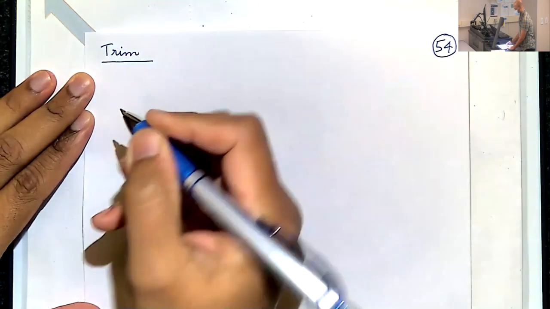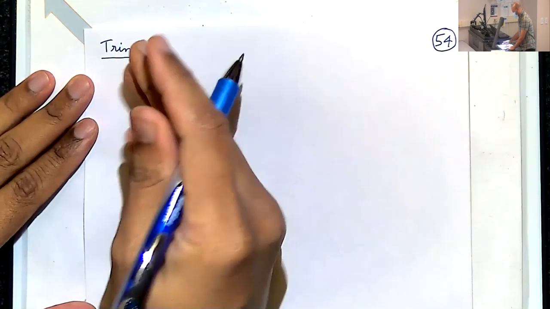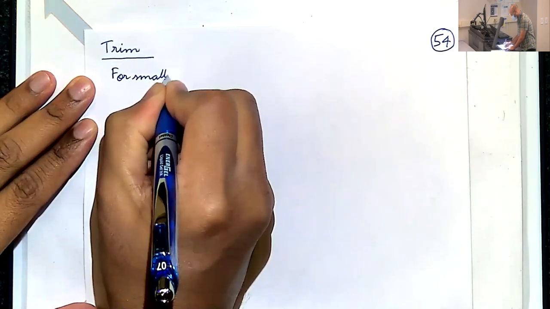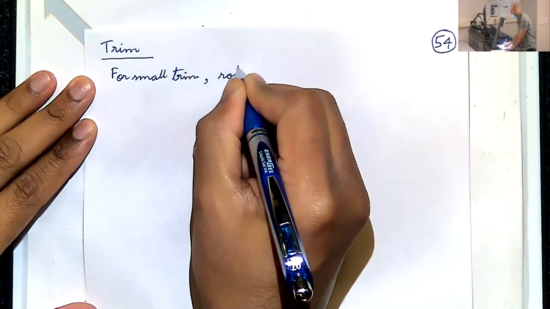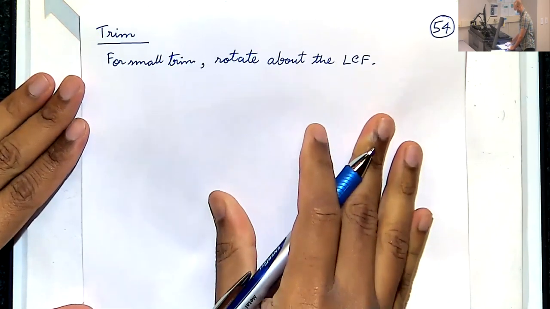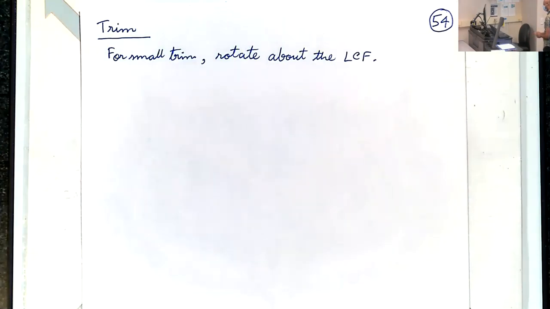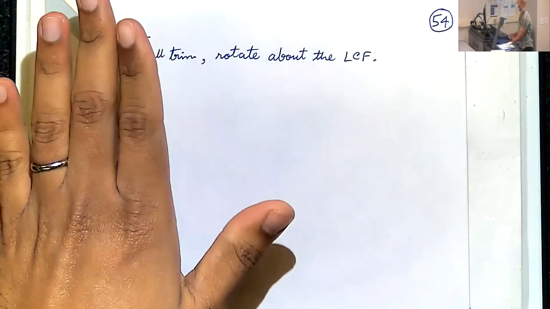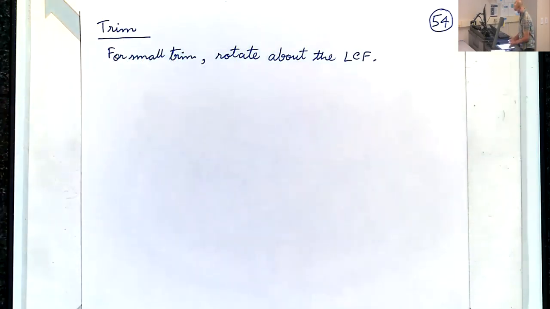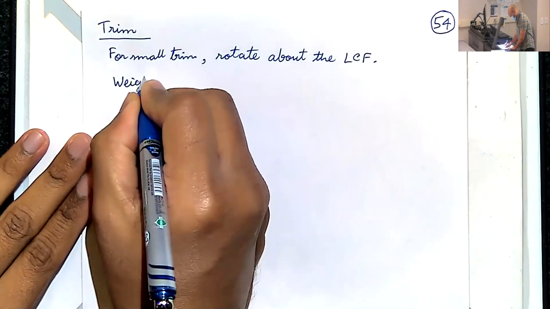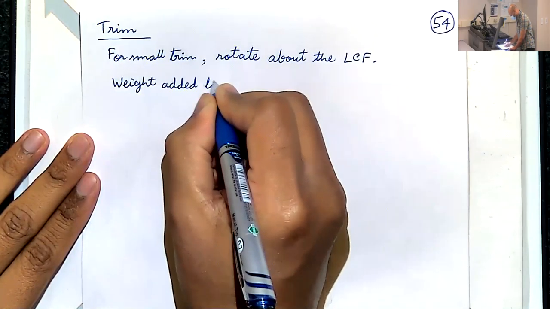Okay, now, so when we talk about the nose pitching up or down, we are talking about trim. And for small changes in trim angle, the hull will rotate about the LCF, again, the same as before. So for small trim, we'll rotate about the LCF. So trimming, again, if you are the ship designer, you want to give the operator a ship that's on even keel. You don't want your nose pointing to the sky or pointing down. So trimming happens when they start loading on cargo and moving it about.